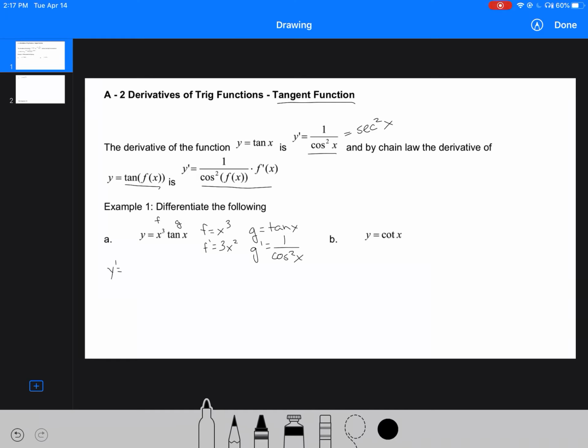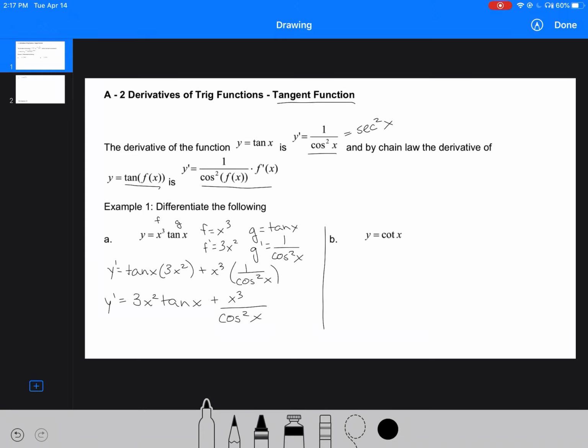Okay, so let's take our derivative here. So we've got y prime equals g times f prime plus f times g prime, and then we can rewrite this so it looks a little bit nicer. You could find a common denominator and add them together, but it's not necessary to do that. Okay, let's look at the second one.